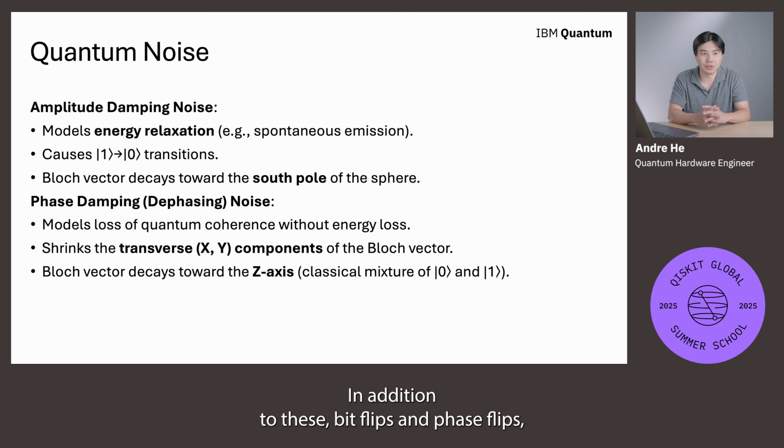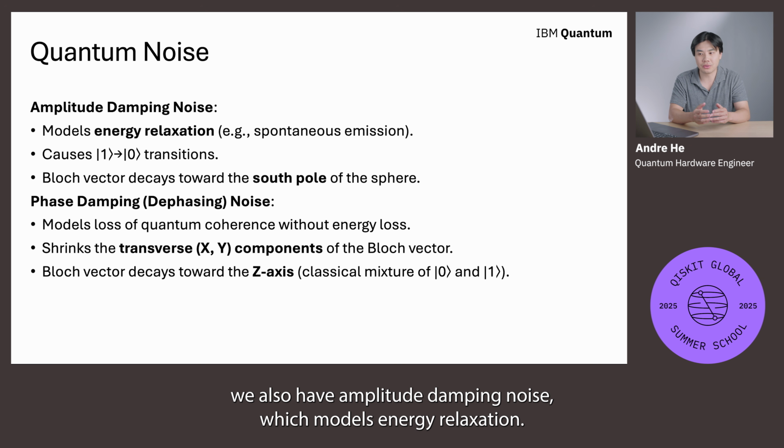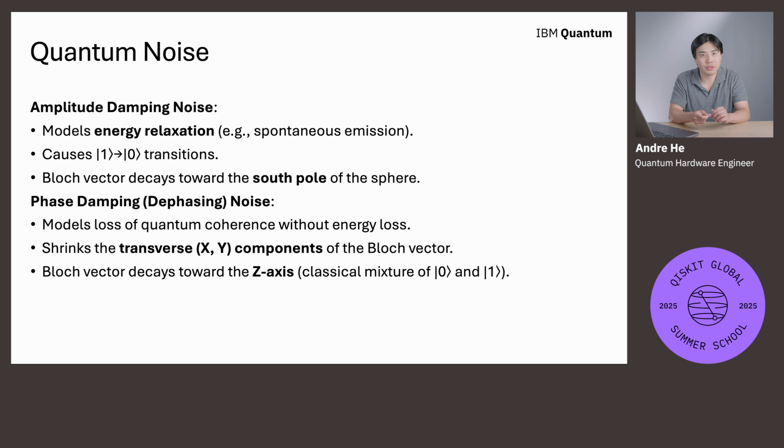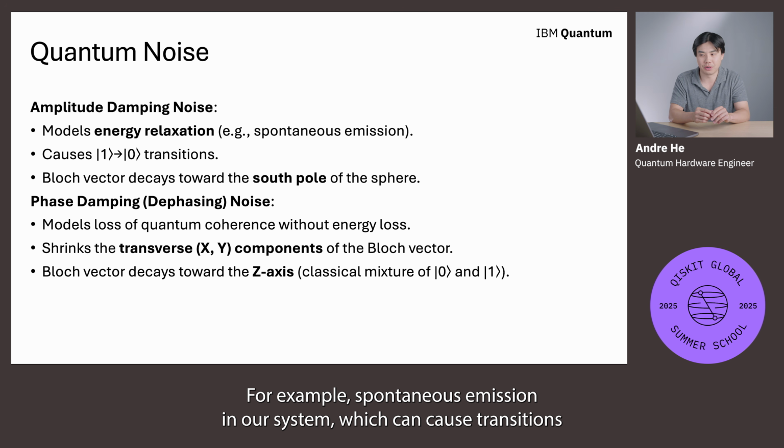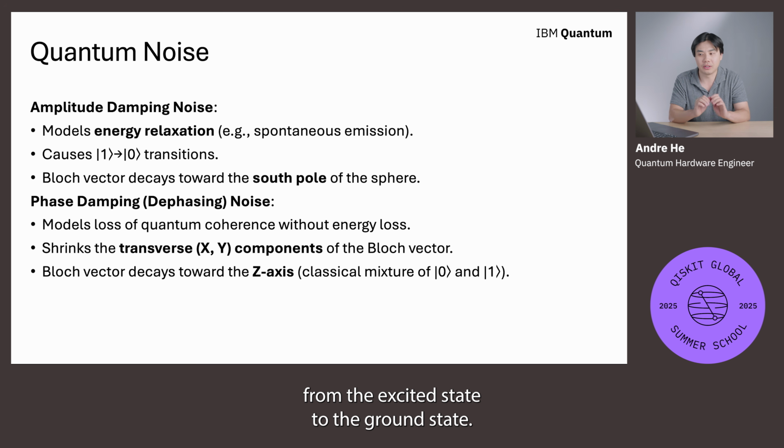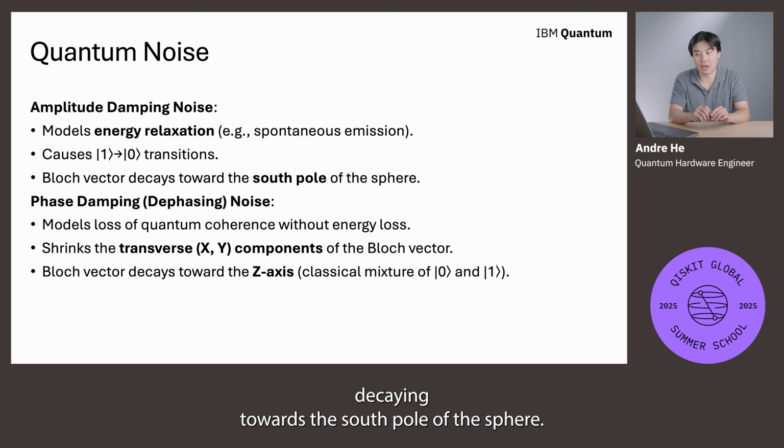In addition to these bit flips and phase flips, we also have amplitude damping noise, which models energy relaxation, for example, spontaneous emission in our system, which can cause transitions from the excited state to the ground state. And this can be visualized as a Bloch vector decaying towards the south pole of the sphere.